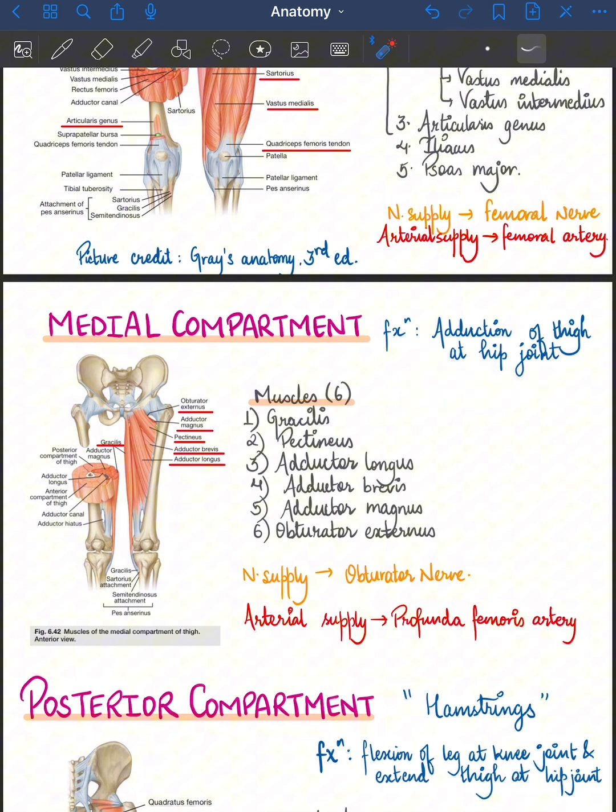Now going to the medial compartment, which is also known as the adductor compartment. It is called the adductor compartment because its main, overall collective function is the adduction of the thigh at the hip joint, not the knee joint, but adduction of the thigh at the hip joint. Now the muscles in this compartment are the gracilis muscle, the pectineus muscle, the adductor longus, brevis and magnus muscles, and the obturator externus muscle. So this is the obturator externus, this is the adductor magnus, the pectineus muscle, the adductor brevis, longus, and gracilis. The nerve supply of this compartment is the obturator nerve, and the arterial supply is the profunda femoris artery.